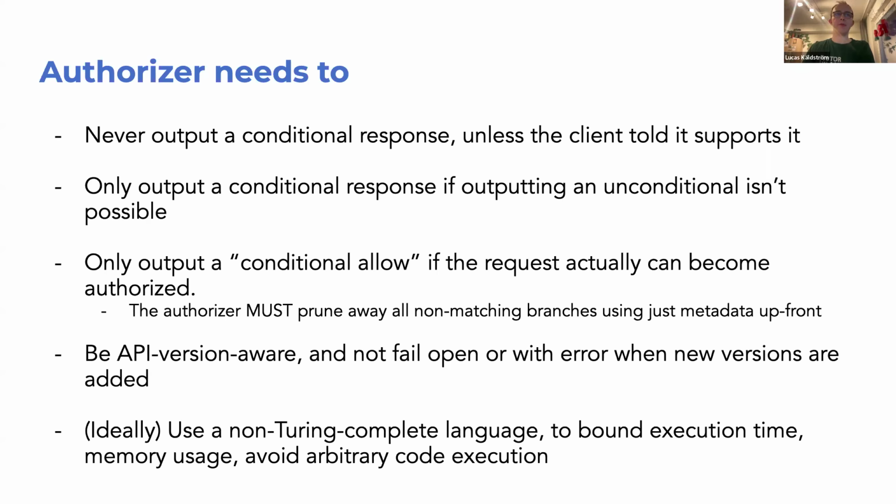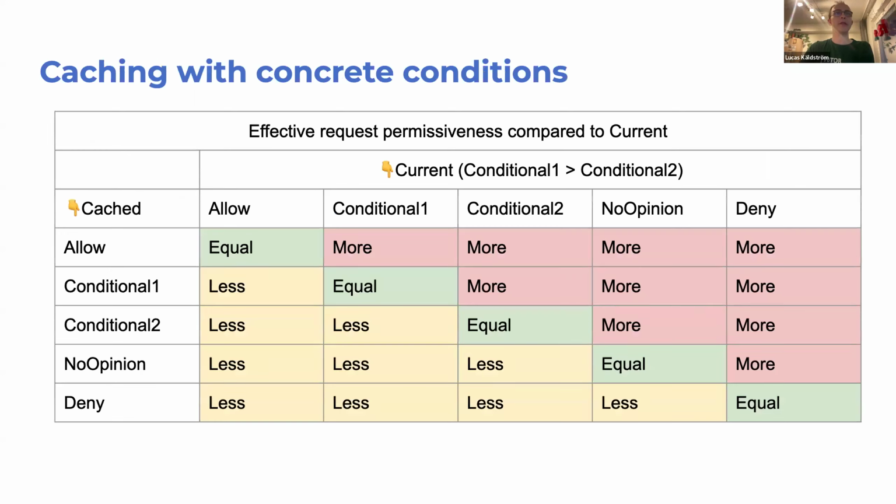The authorizer must prune away all of the non-matching branches. So if you have something like "something and false", you should prune that away, because whatever the something on the left hand side of the and is, it will always be false. Things like that. Then be API version aware, not fail open when new versions are added, and try to use some non-Turing complete language to bound execution time, memory usage, and stuff like that. These recommendations are documenting how we envision people will use it.